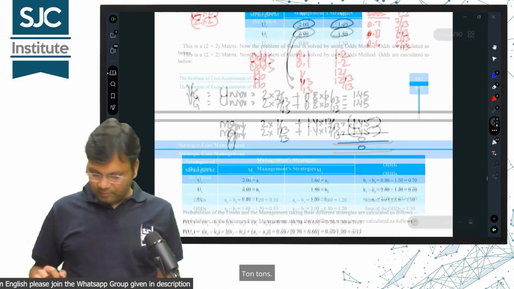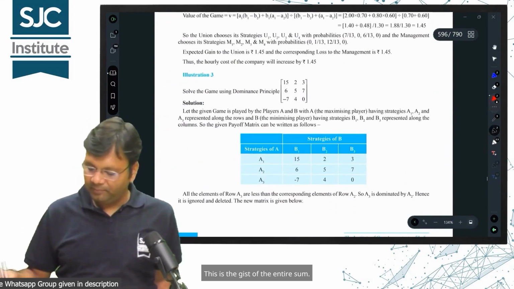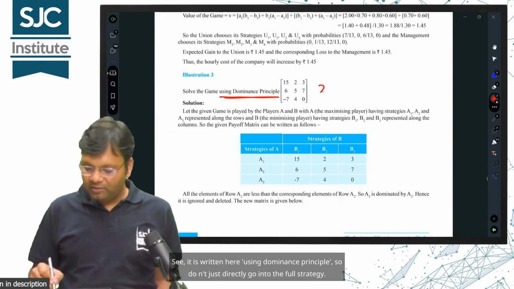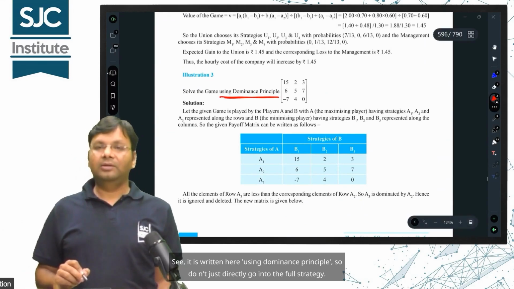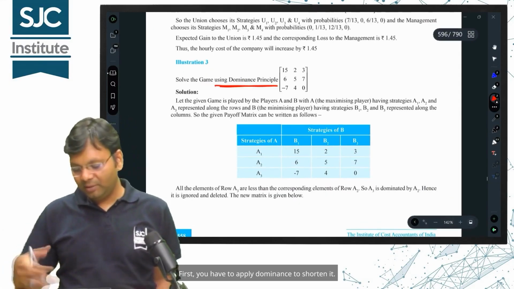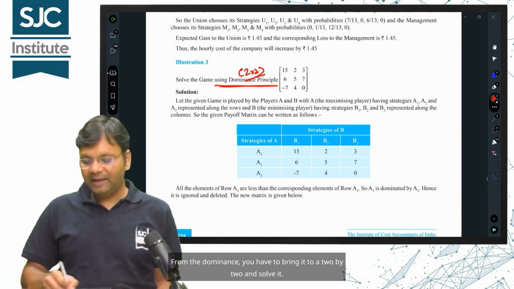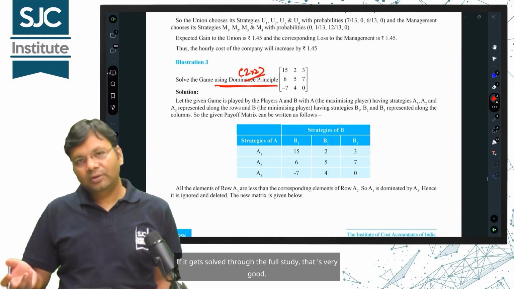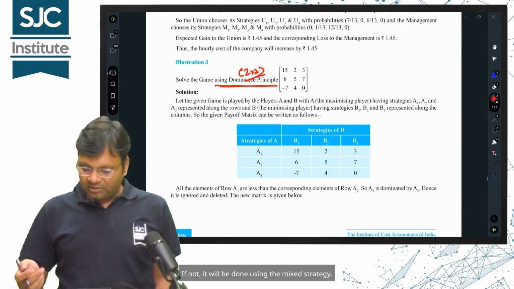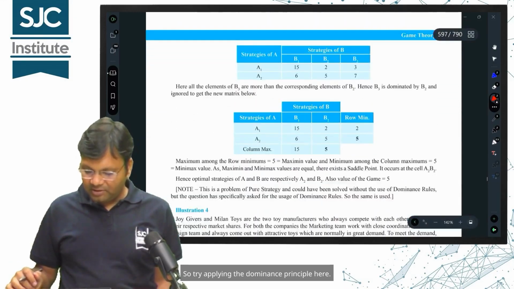Now just understand it like this. This is the gist of the entire sum. Now you have to do it on your own. See, it is written here using dominance principle, so don't just directly go into the full strategy. First, you have to apply dominance to shorten it. From the dominance, you have to bring it to a 2 by 2 and solve it. If it gets solved through the pure strategy, that's very good. If not, it will be done using the mixed strategy. So try applying the dominance principle here.